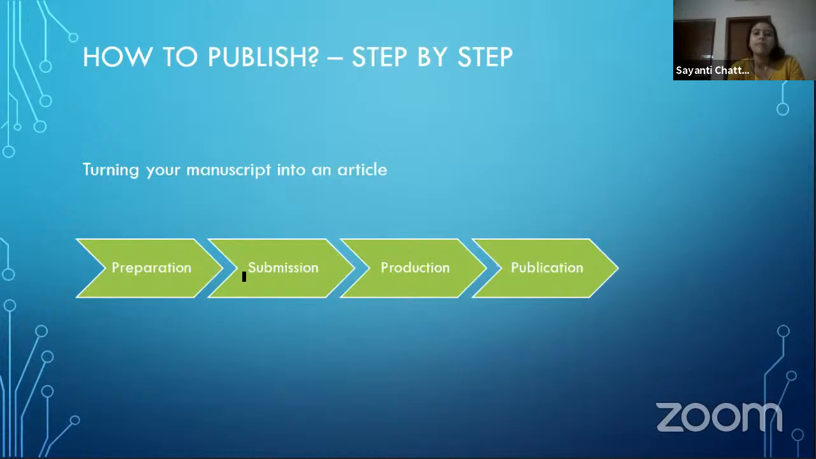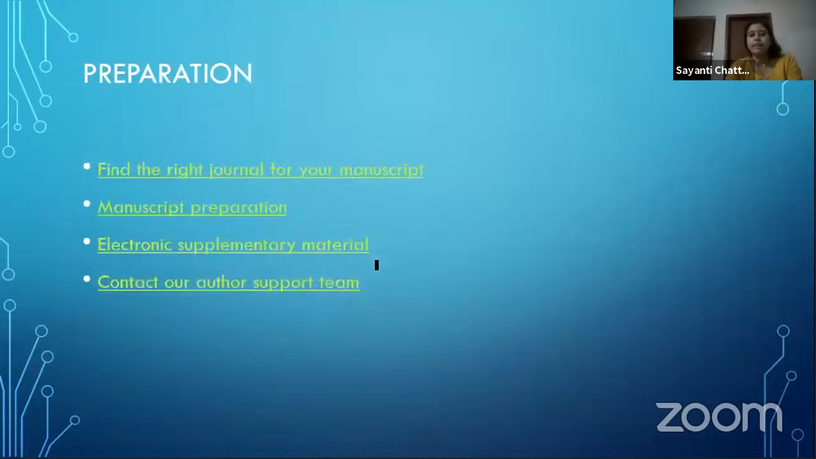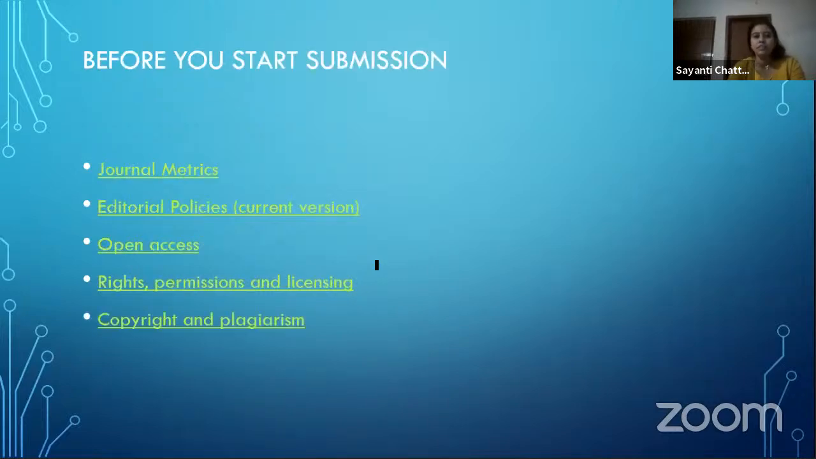Once preparation is complete, then you have to submit it. After submission, it will go to production and then publication. So all the preparation I have discussed: finding the right journal, then manuscript preparation, then electronic supplementary material preparation. If you have any photographs, you have to prepare them according to the resolution and pixels the journal wants. And if you have any doubt, you can contact the author support system.